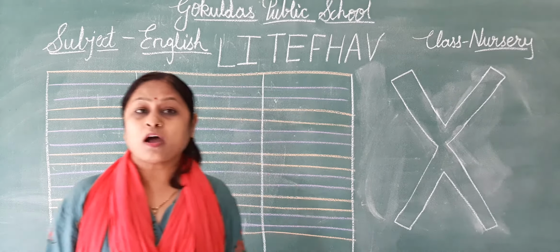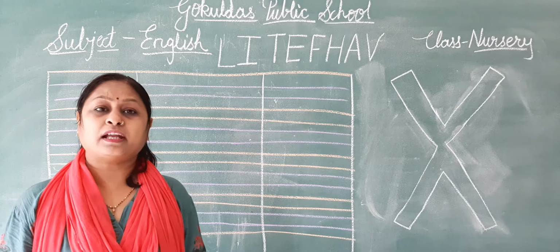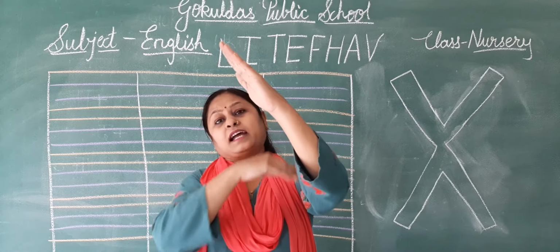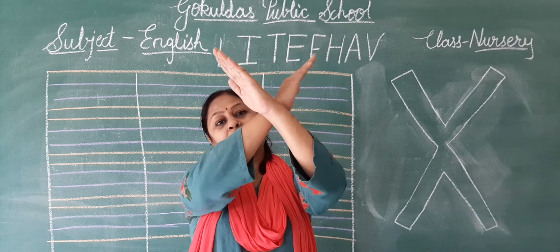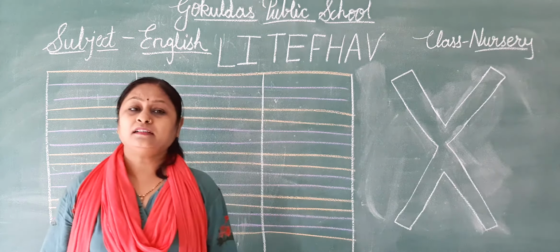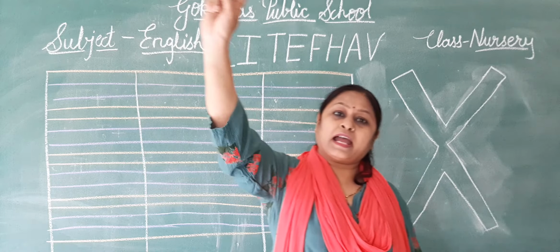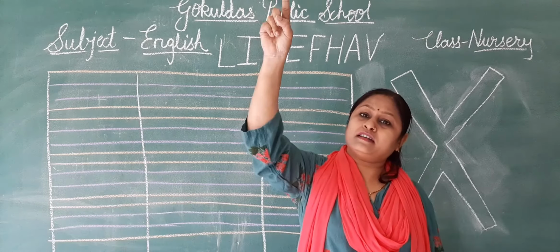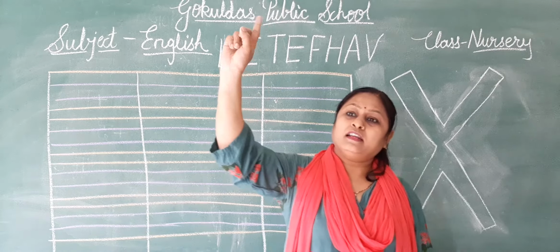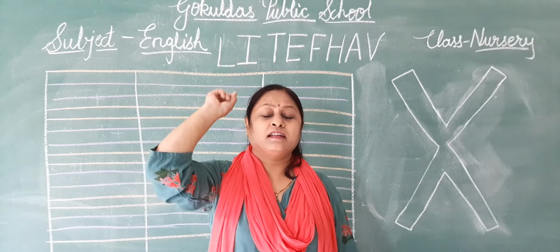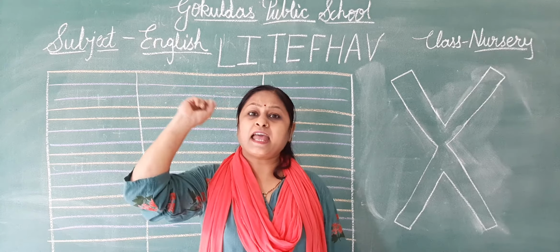Okay, so how will we write letter X? Slanting line, X. Right? Then, raise your finger, all of you. Raise your hand and take out one finger. Now we will make X in the air.